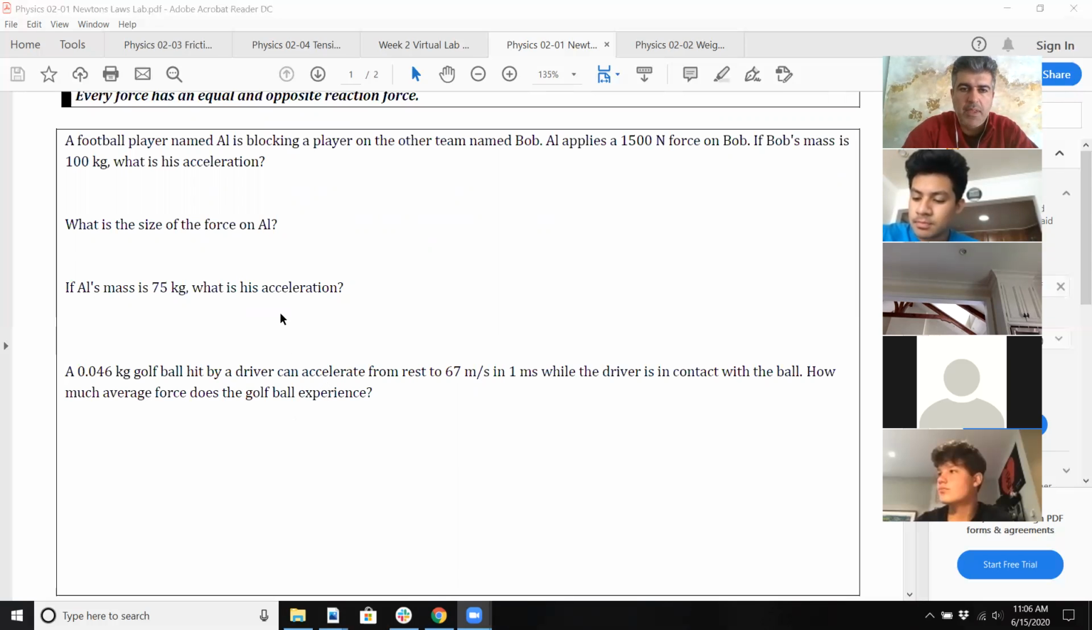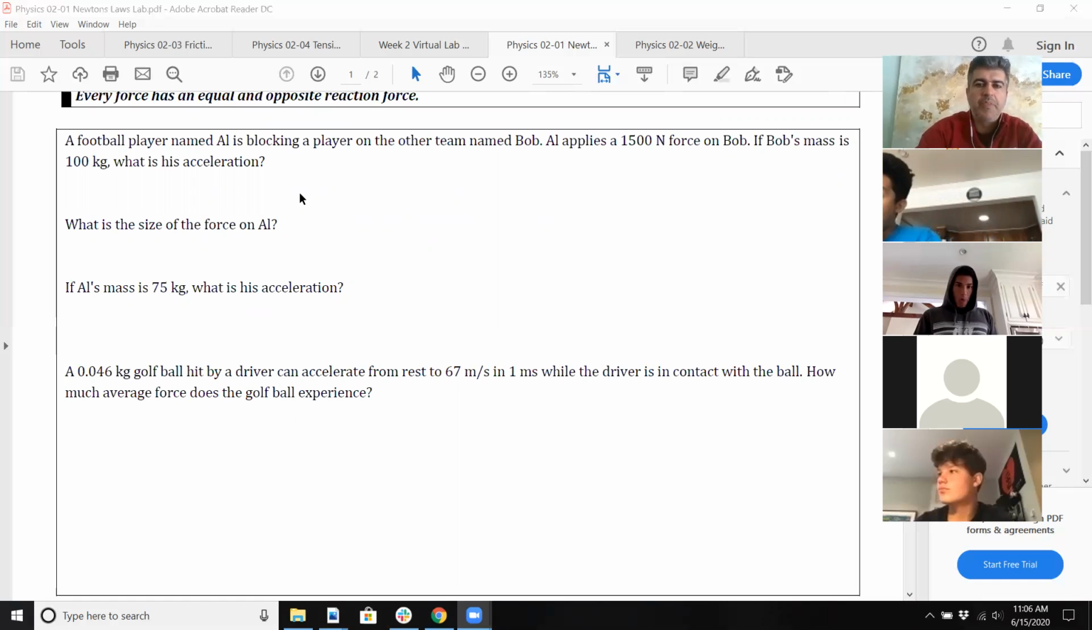Let's look at this. A football player named Al is blocking a player on the other team named Bob. Al applies 1500 force on Bob. Bob's mass is 100 kilograms. What is his acceleration? First off, Al's going that direction.